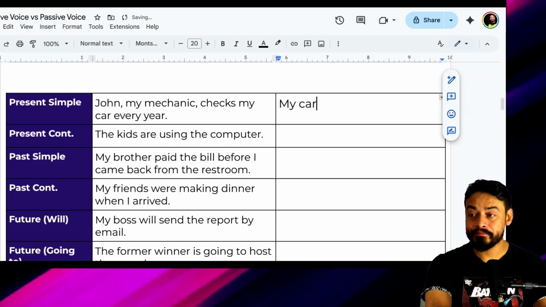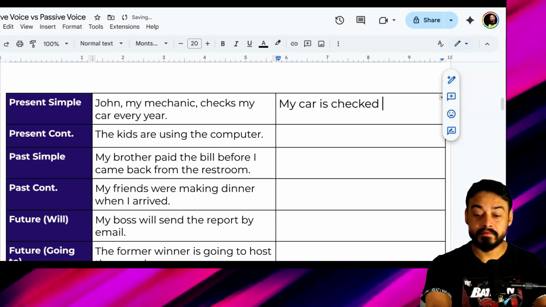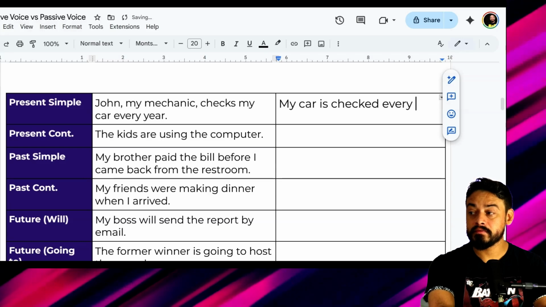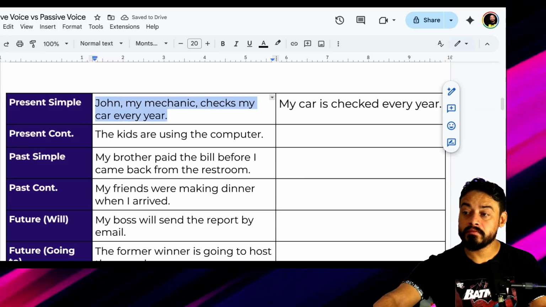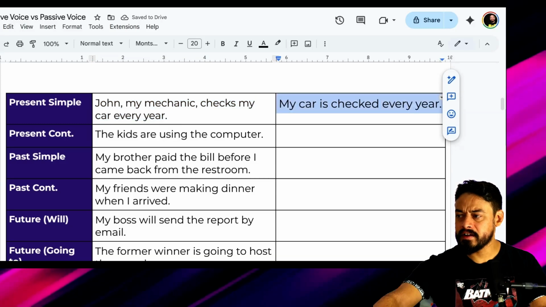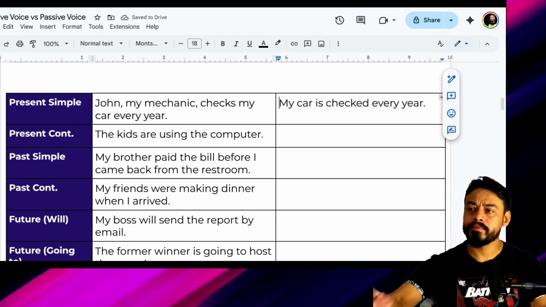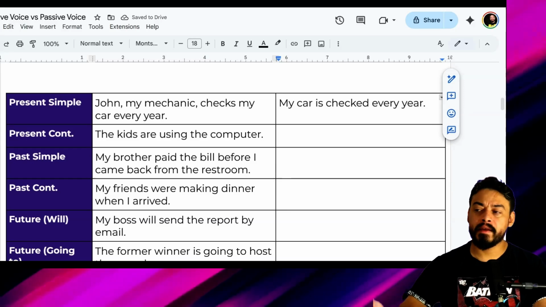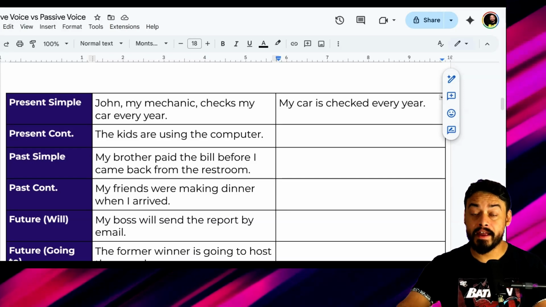My car is checked every year. You see? So let me just check the size here. Yeah, 18. There you go. So, John, my mechanic, checks my car every year becomes my car is checked every year.